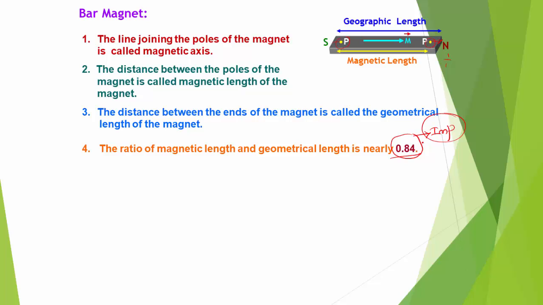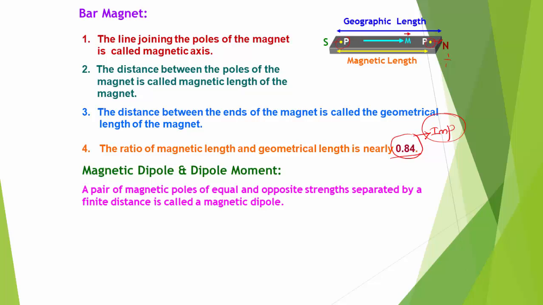The ratio of magnetic length and geometric length is nearly 0.84. And then the magnetic dipole and dipole moment, let us observe the differences between the two. Right? Magnetic dipole and dipole moment.